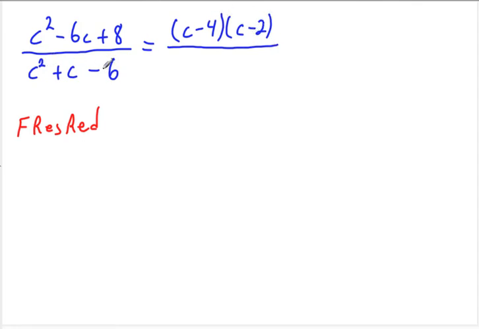Okay, and factors of negative 6 that add to 1 would be 3 and negative 2. So c plus 3, c minus 2. Great. Okay, now I have to make my restrictions.